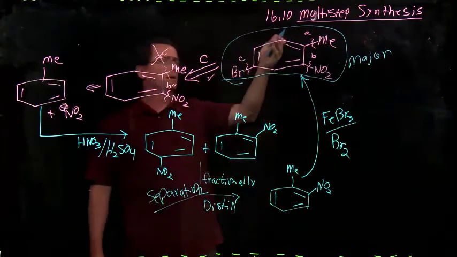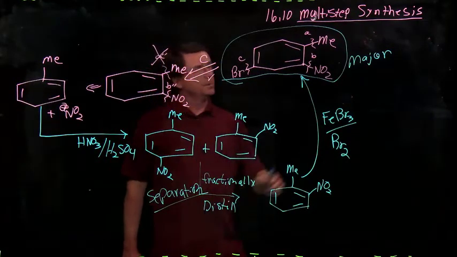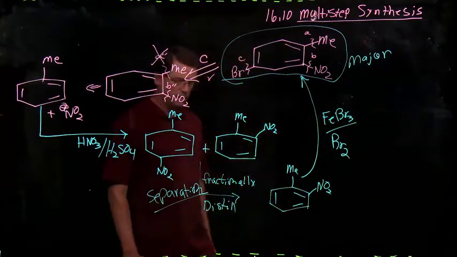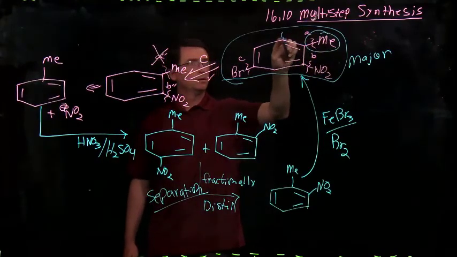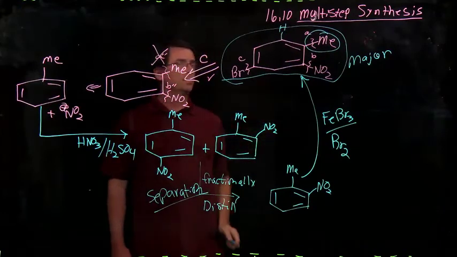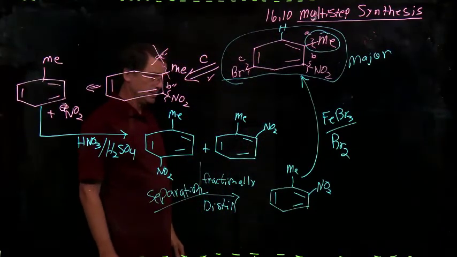There may be a little minor substitution over here, but we can separate that easily enough as well. But when it's a minor product, we're not going to worry about it. And again, remember, it's the steric congestion of that methyl group ortho to the hydrogen that will reduce substitution at that position typically.